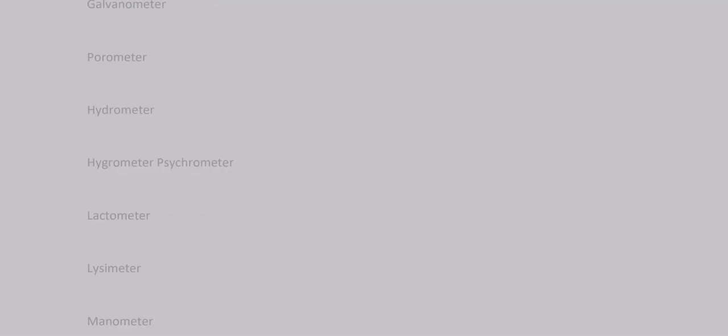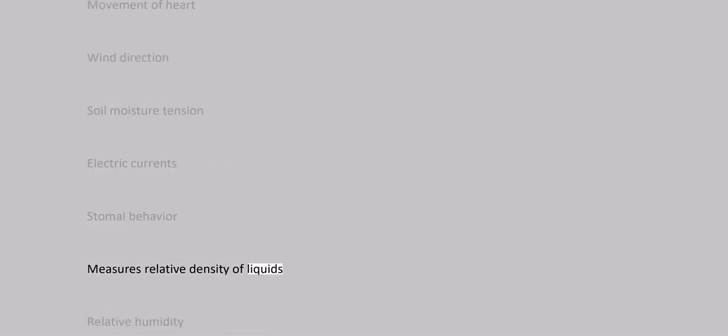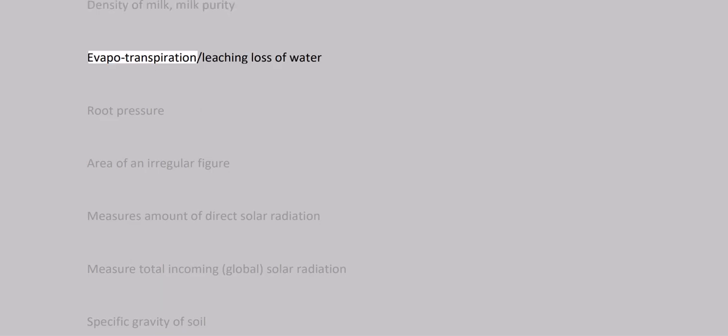Windway, intensiometer, galvanometer, pyrometer, hydrometer, hygrometer, psychrometer, lactometer, lysimeter, manometer, planimeter, pyrheliometer, pyranometer, pycnometer, piezometer, pitometer. Uses: movement of heart, wind direction, soil moisture tension, electric currents, stomatal behavior, measures relative density of liquids, relative humidity, density of milk, milk purity, evapotranspiration, leaching loss of water, root pressure, area of an irregular figure, measures amount of direct solar radiation, measures total incoming global solar radiation, specific gravity of soil, depth of water table.